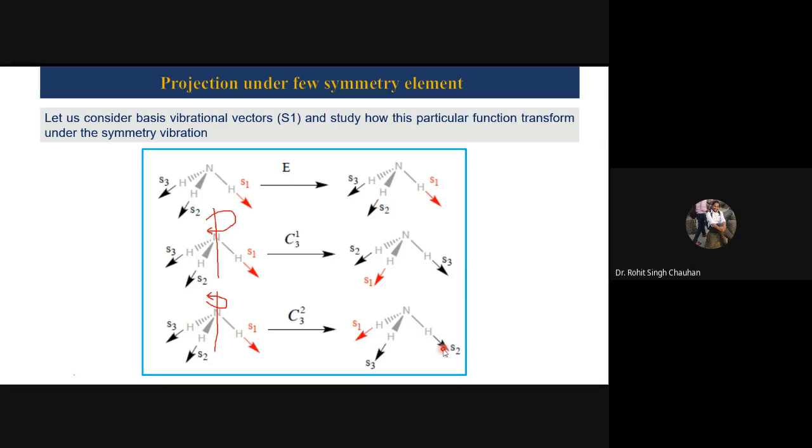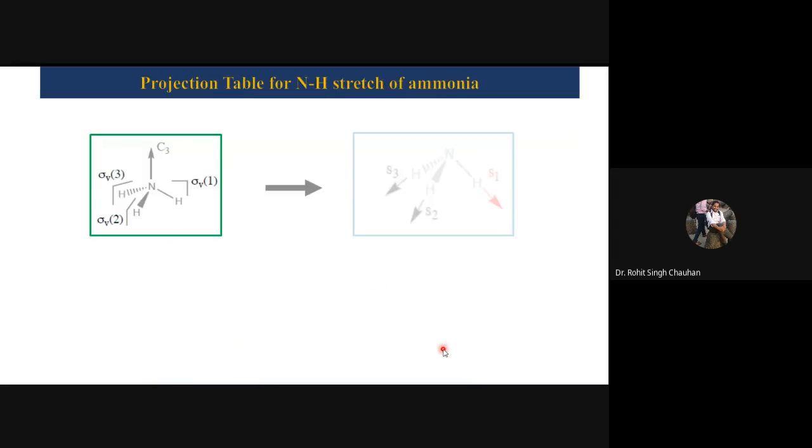So I have shown you a few of them, E and C3. For sigma V, I would suggest that you make it a homework and perform it and notice what changes you are going to get during the mirror plane sigma V. Okay, next. Now, see, this is the thing for the ammonia molecule.